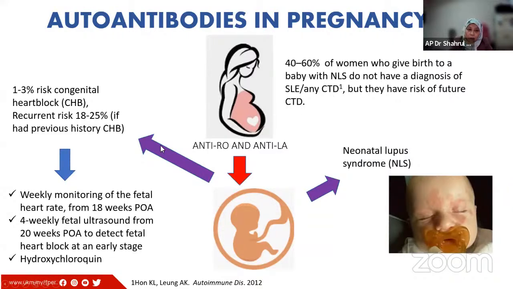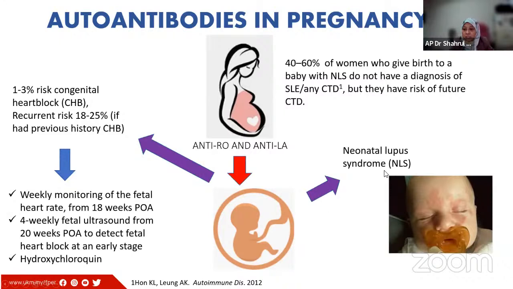We look back at the pregnancy history. If the patient had a history of unexplained neonatal death or congenital heart block, it can be due to congenital heart block secondary to anti-Ro and anti-La, which has a high recurrence risk of up to 25%. So we can recommend frequent weekly monitoring of the fetal heart rate from 18 weeks. If you have a fetomaternal clinic or specialist, you can refer for fetal ultrasound, and hydroxychloroquine can be offered to the mother if she has a prior history suggestive of congenital heart block.